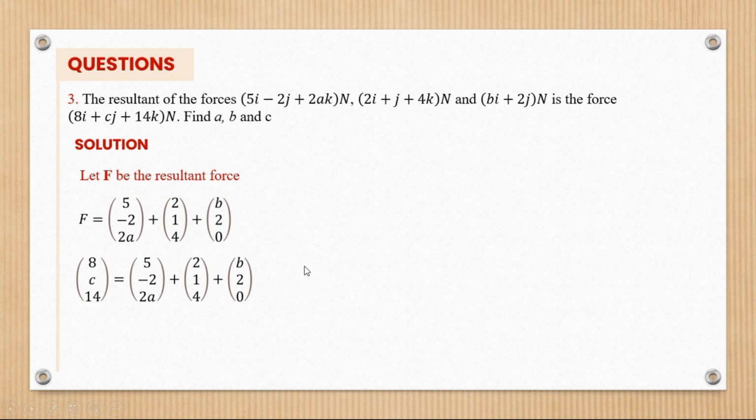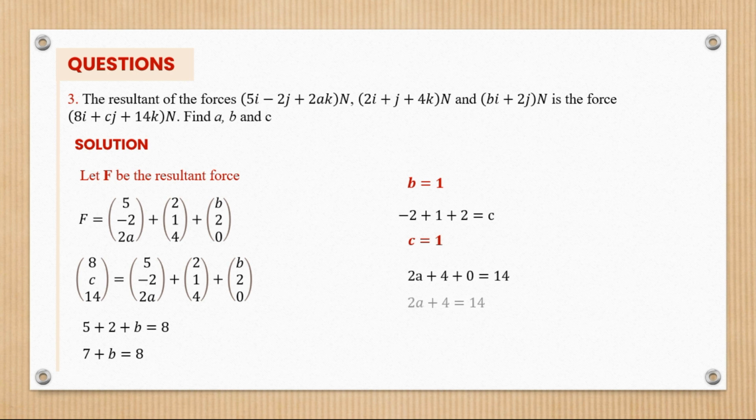So let's total everything. At the top we'll have 5 plus 2 plus b equal to 8, so we have 7 plus b being equal to 8, and b shall be equal to 1. Next row we'll have -2 plus 1 plus 2 being equal to c, so c is equal to 1. Then lastly we have 2a plus 4 plus 0 being equal to 14, so 2a plus 4 is equal to 14. Then 2a is 10, and a shall now be equal to 5. And those are the values of a, b, and c.